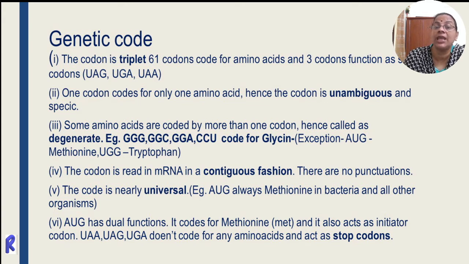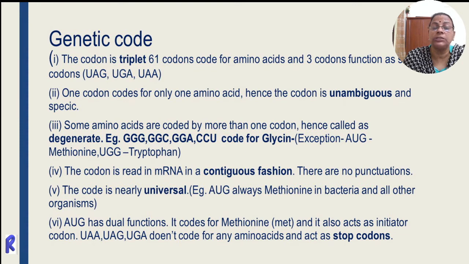Then the next point: the genetic code is nearly universal. Universal means it is the same in all organisms, irrespective of whether it is an amoeba or a human being. A typical example: AUG always codes for methionine in all organisms. In the same way, GGG always codes for glycine in all organisms, and UUU always codes for phenylalanine.